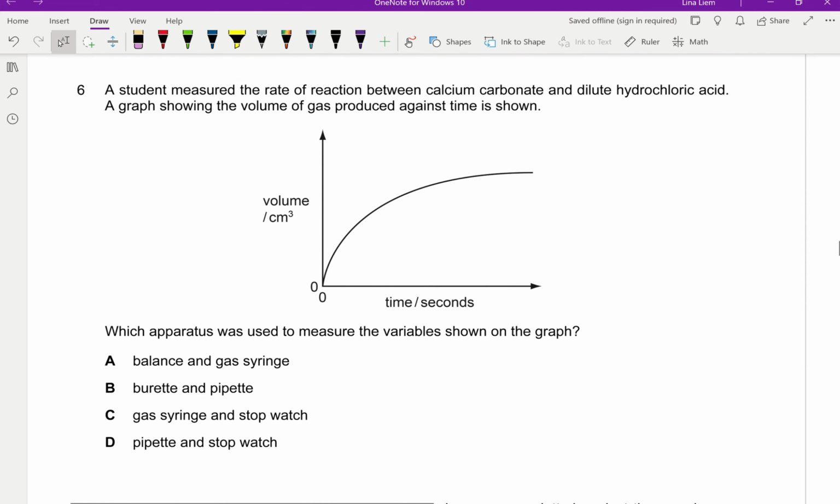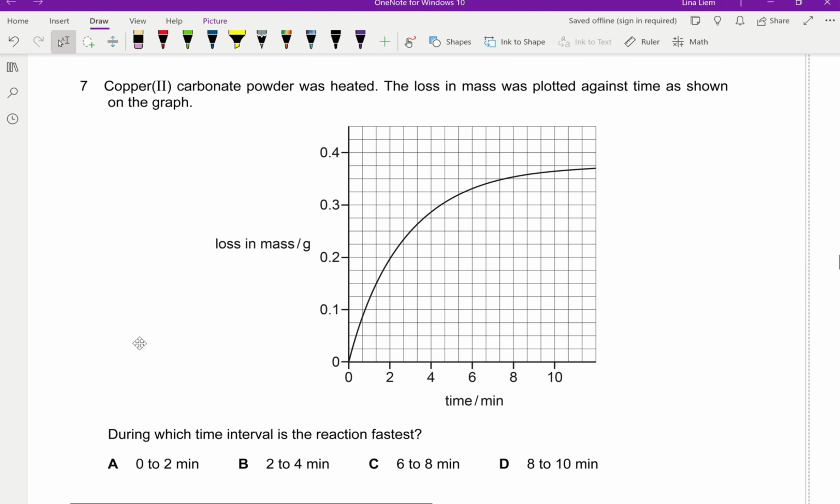Question 6. A student measured the rate of reaction between calcium carbonate and hydrochloric acid. Which apparatus was used to measure the variable shown on the graph? So the volume of gas can be measured using a gas syringe, and time can be measured using a stopwatch. The answer is C.